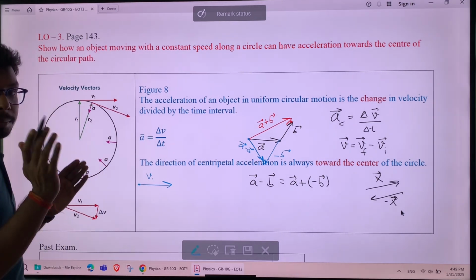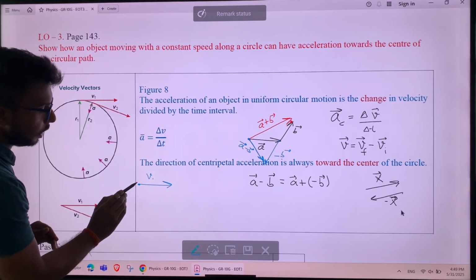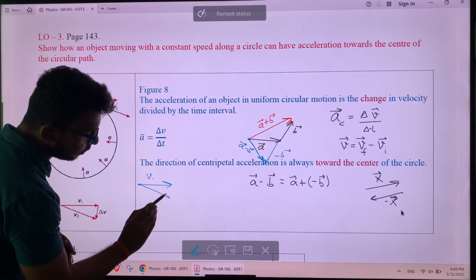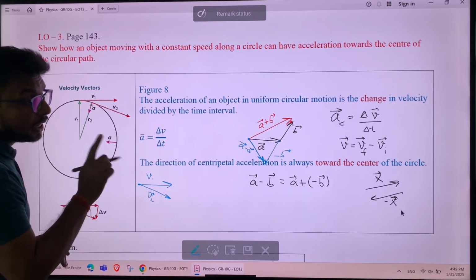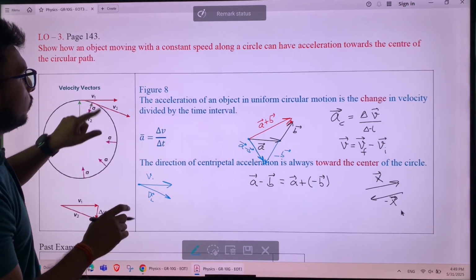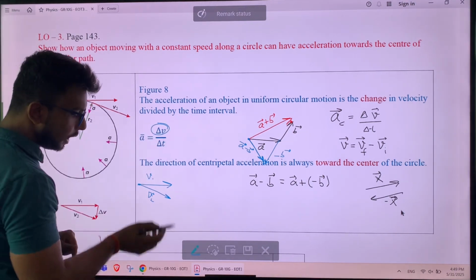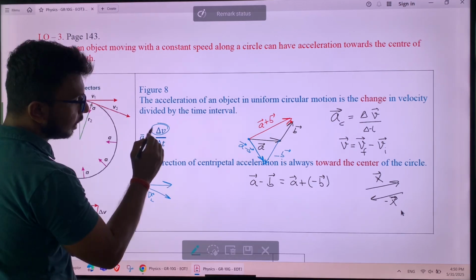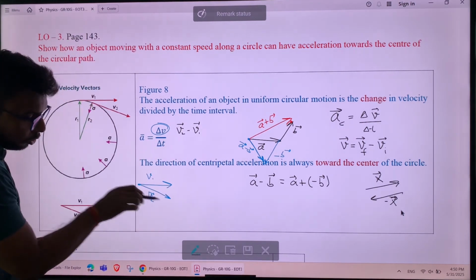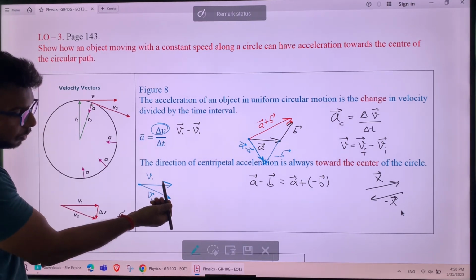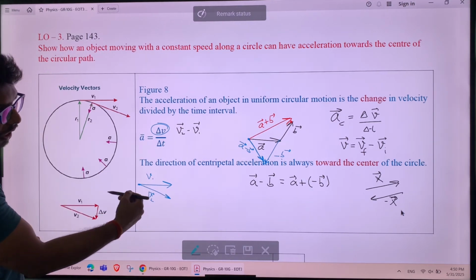A vector, remember, can be moved from any place to any place without changing its direction. So this is V2 because velocity has changed. If I need to find out V2 minus V1, because when I need to find out delta V it is final minus initial. So V2 minus V1. Now this is V2. Minus V1 would be what? Opposite. Exactly opposite.